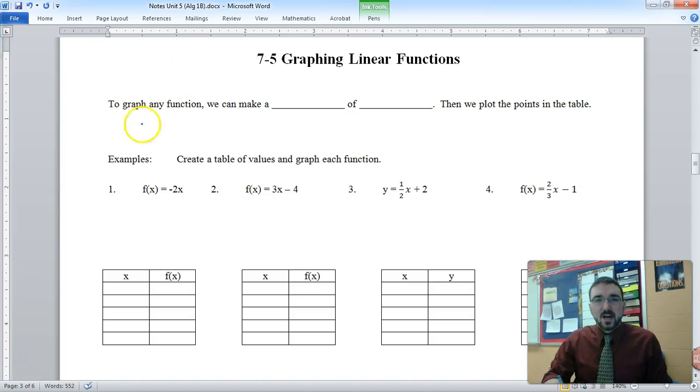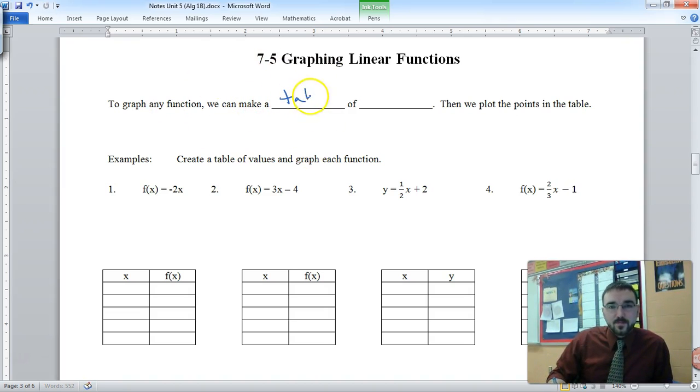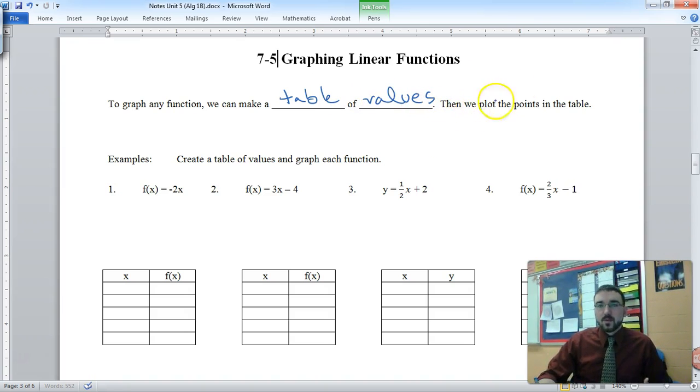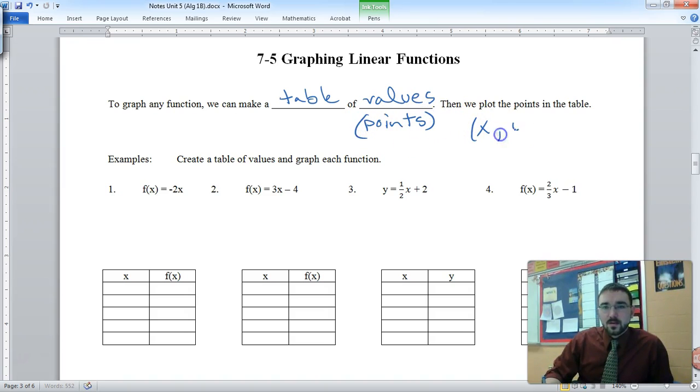So this is 7-5, graphing linear functions. Remember, functions are a relation between input and output. Basically the same thing as we said before about equations, y equals. This is just saying f of x equals, where we can see the x and the y at the same time. So to graph any function, we can make a table of values. Then we can plot the points on the table. A table of values or a table of points, so an x comma y, where x is the in and y is the out, or the domain and the range.